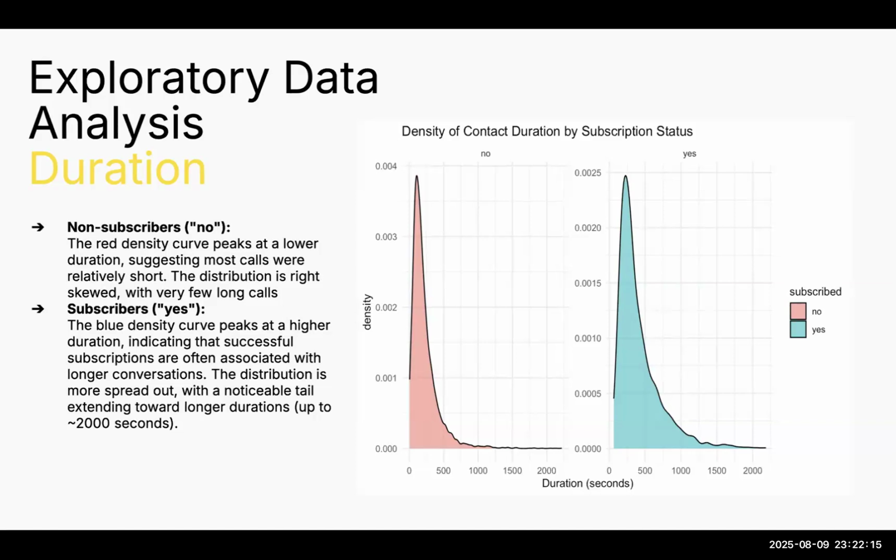But moving to the right, we can see that for customers who did subscribe, there's still a lot of short calls here, but the distribution has a longer tail and it's fatter. This shows that longer conversations are more frequently associated with a yes outcome. The longer the call, the more likely a subscription. And this confirms that duration is another potentially strong predictor.